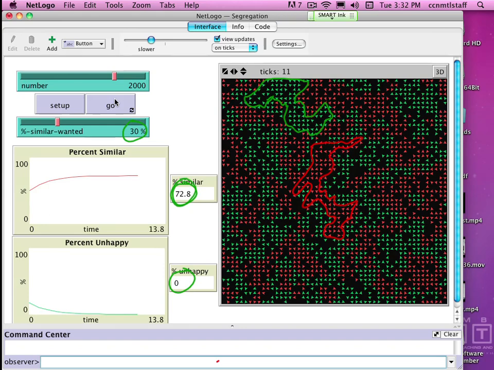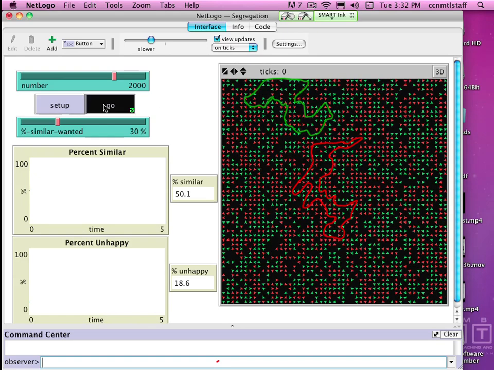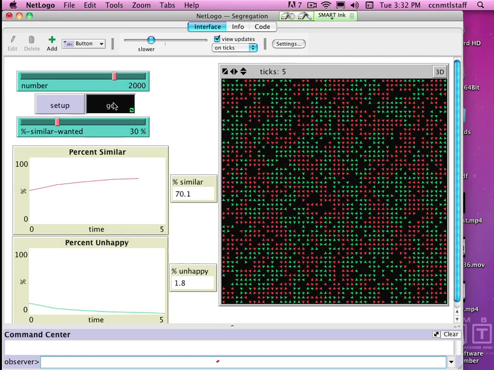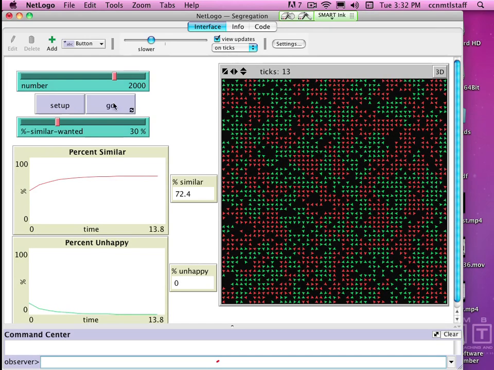So let's rerun the simulation. We're going to do the exact same thing. We're not going to change any parameters. We're just going to hit setup, and hit go again. You can see it comes out to about the same thing, 73%. Let's do that again. Comes out again, 72%. If we ran this many times, you'd have the same result, which is a high degree of similarity, and you'd have a moderate degree of clustering on the checkerboard.